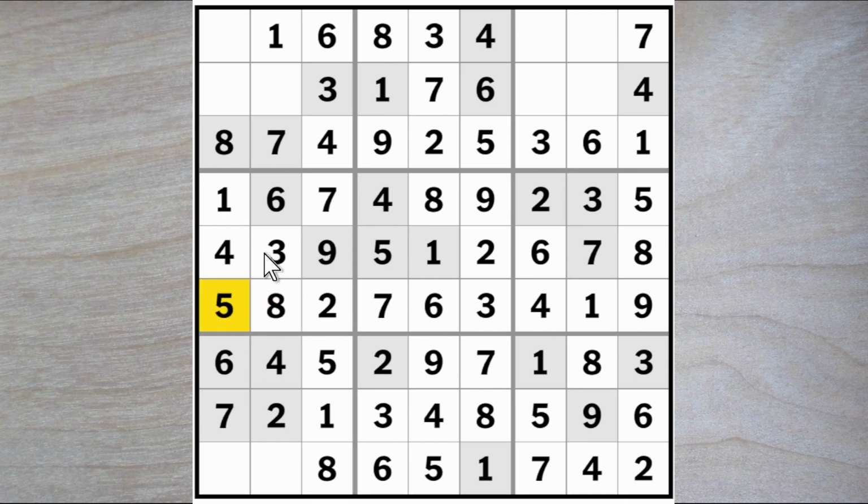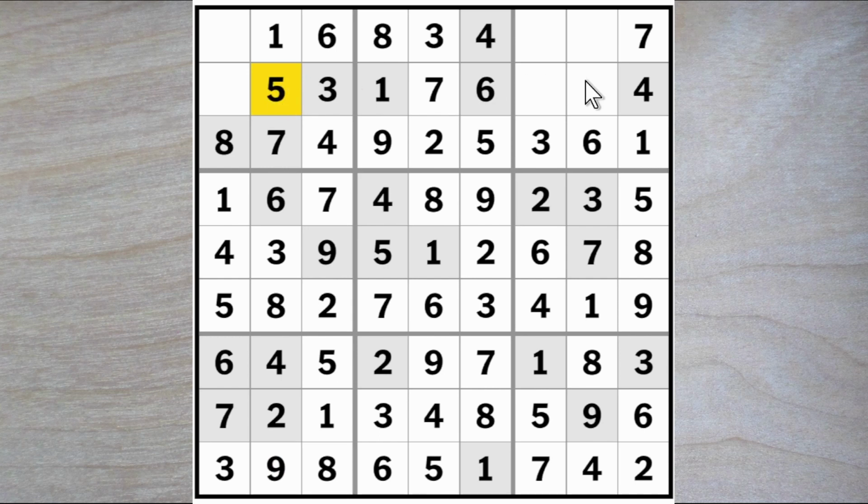This 3 blocks down, making this a 3 and this a 9. 9 blocks up. One of these is a 9. What's the other one? It's a 2. And the third one then? The third one has got to be a 5. At least we got something.